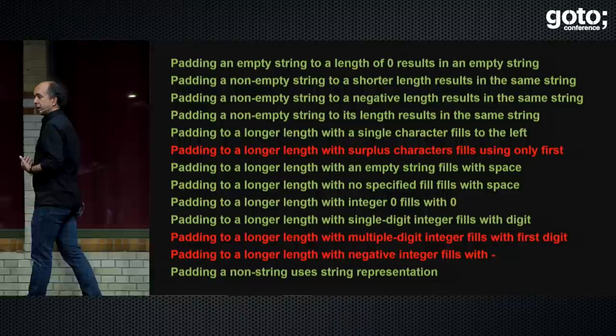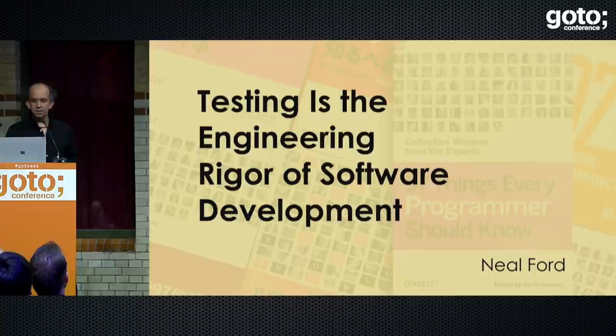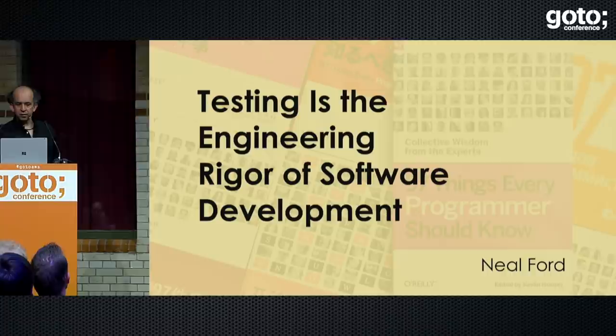This is the whole thing. You need to trust these things. This is why we have observations, like this one from Neal Ford: testing is the engineering rigor of software development. It's very much that idea of something that gives a sense of reality and strength to what you're working on.